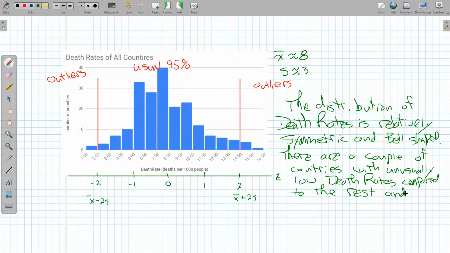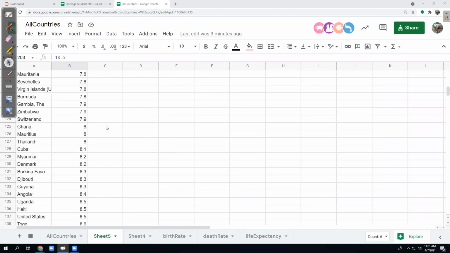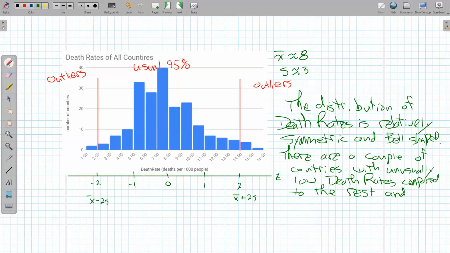And let's see, there were quite a few more. So what's that about? 4, maybe 5 of them. 2, 3, 4, 5, 6 of them. 6 with unusually high death rates.